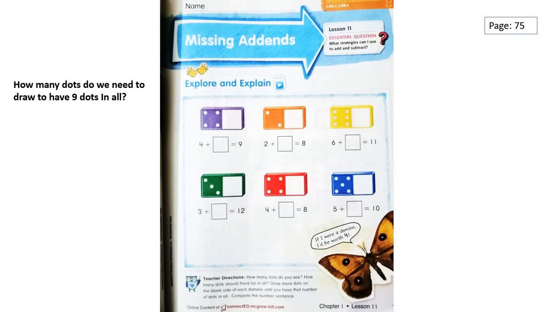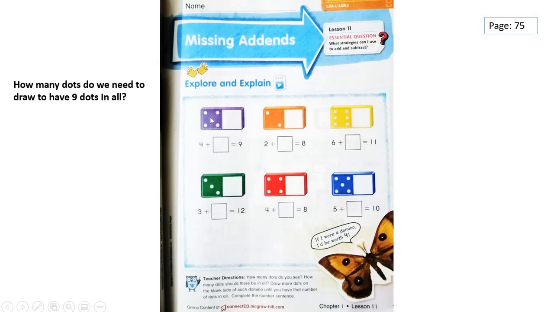Now, let's start to review the second lesson, which is missing addends. Look at the first domino here. Here we have only 4 dots. How many dots do we need to draw to have 9 dots in all? Because here the sum, as you see, is 9.